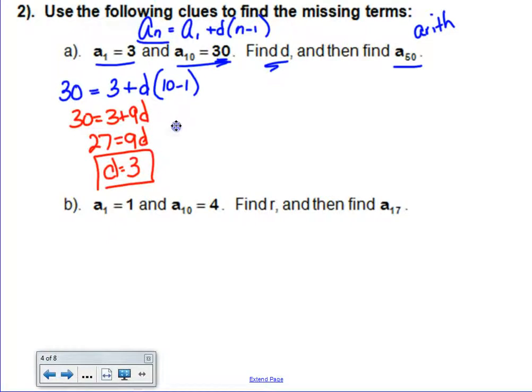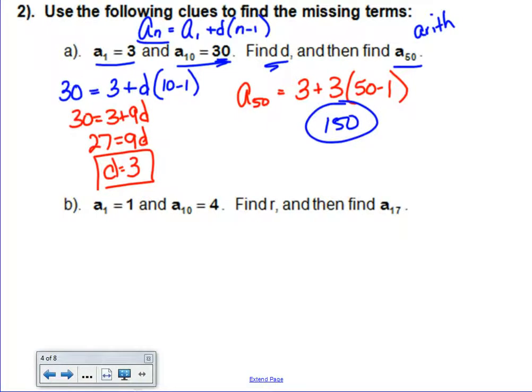So if I go back to my general form, and remember that a sub 10 equals 30, I just used that to find the common difference. I'm not going to use it anymore. This time I want to know a sub 50. So the 50th term is my first term, plus the common difference of 3 that I just found, times n minus 1, and since I'm trying to find the 50th term, I can put a 50 in for n. Then I'm just going to compute that. 3 times 49, I think that comes out to 150. So the 50th term of this sequence is 150.